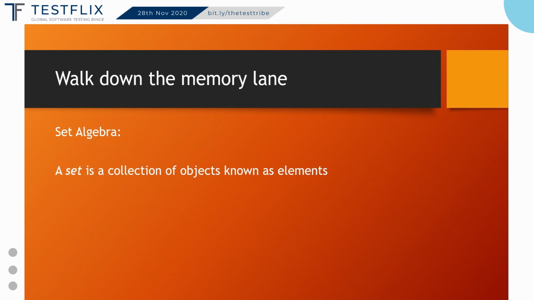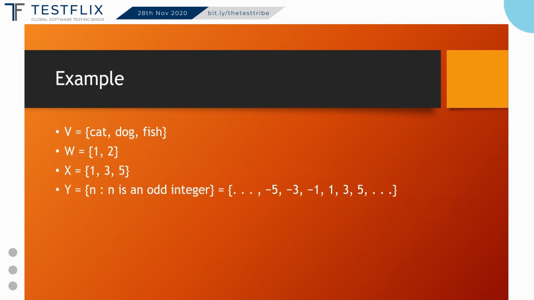I'm sure you would have read set algebra in your pre-high school or maybe even high school. Set is basically a collection of objects known as elements. So here are a few examples of sets. The first set is V, which has got strings: cat, dog, fish. Then W, which is numbers 1, 2. Then X has got odd numbers 1, 3, and 5. And then the final set Y is a notation that starts with n, where n is an odd integer, and integers contain both negative as well as positive numbers.